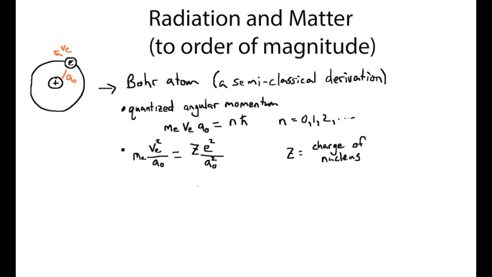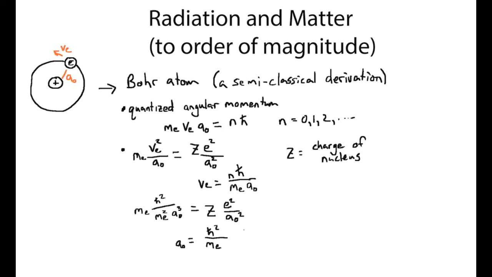Now let's remember that the velocity of the electron, giving our equation up above here, is equal to n h bar over the mass of the electron times the radius. And we can plug that into this equation here for n equals 1 to get mass of the electron, Planck constant squared, over the mass of the electron squared, over the radius, and there's an a squared here, and there's another a here, so it's a cubed. It's going to be equal to z e squared over a 0 squared. So solving for a, we get h bar squared over the mass of the electron divided by e squared divided by z.